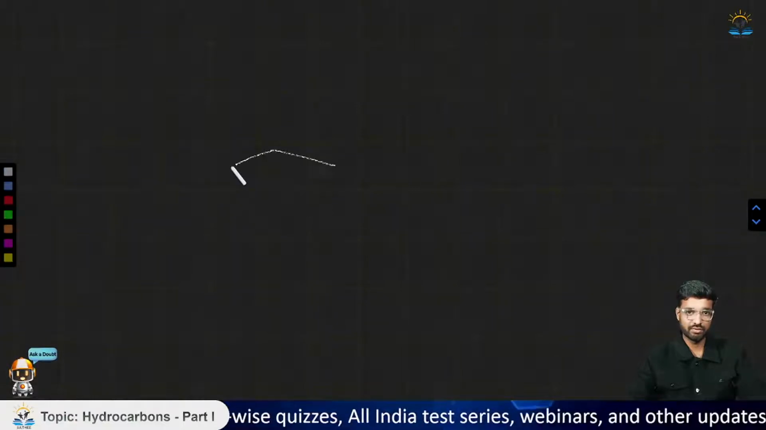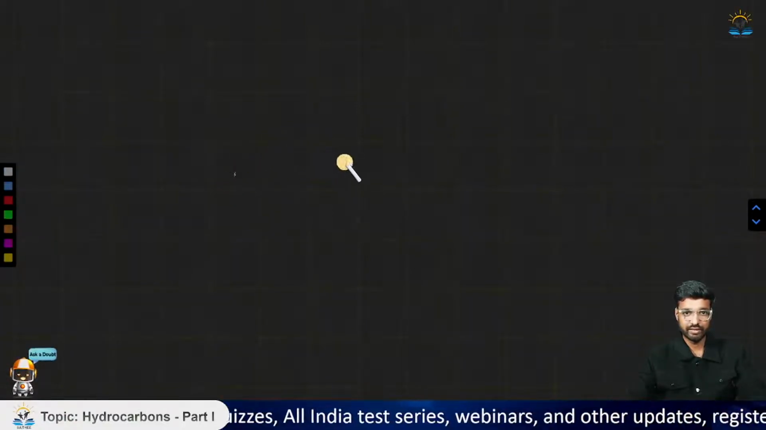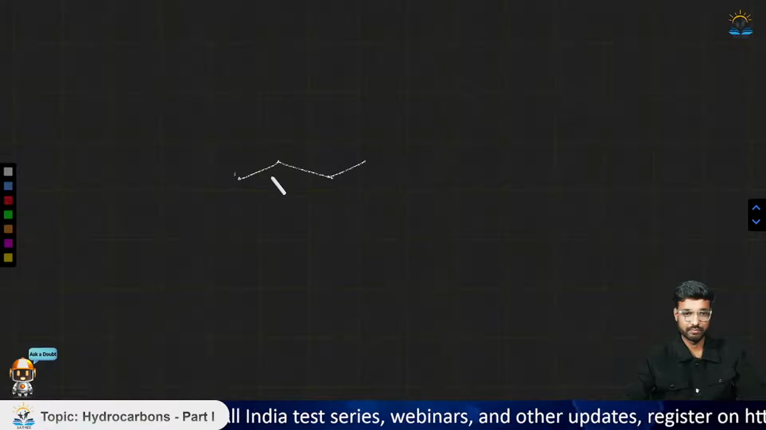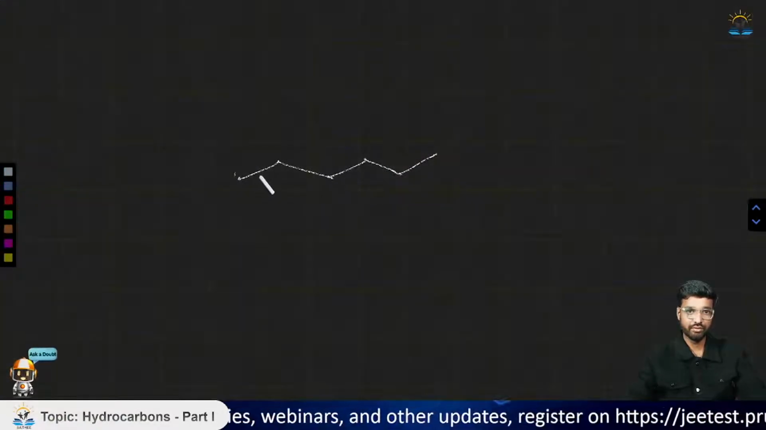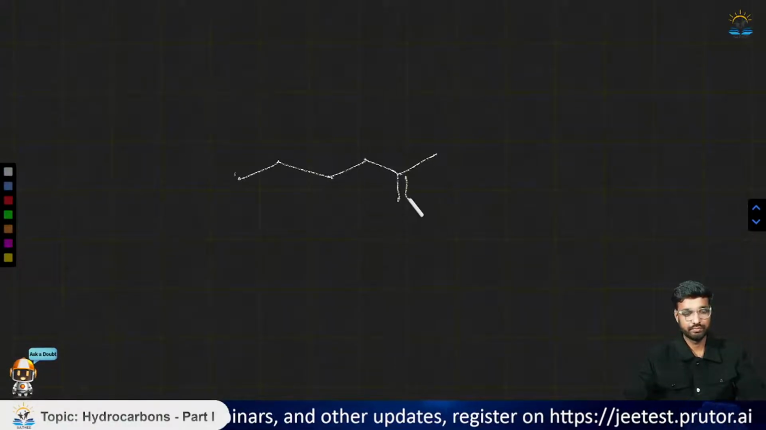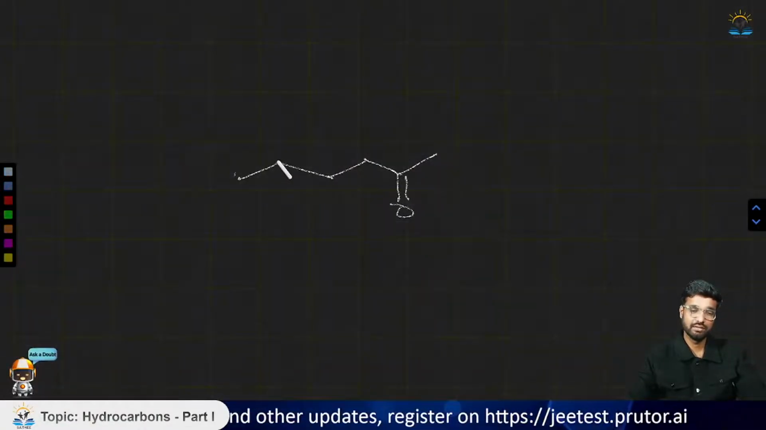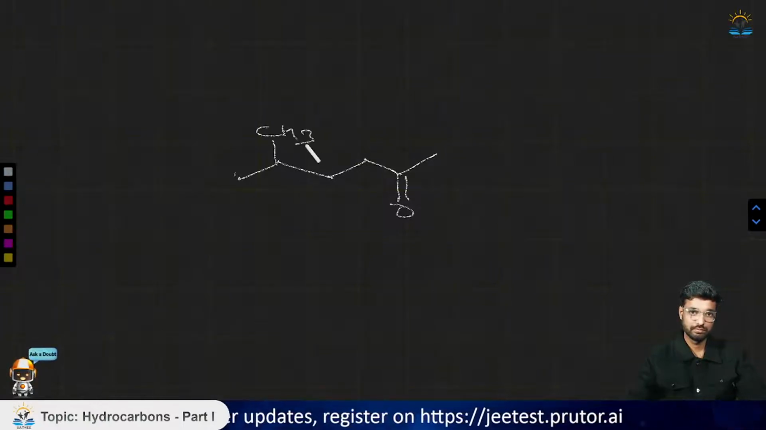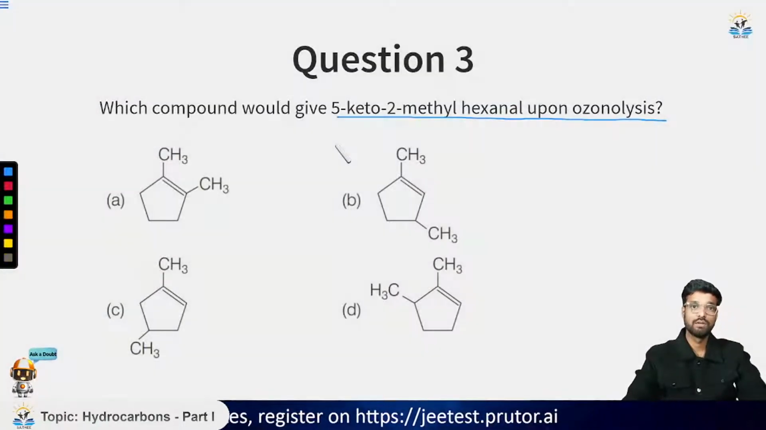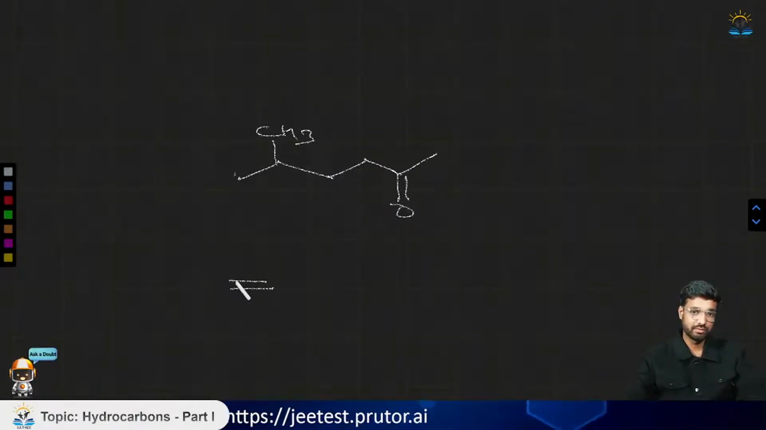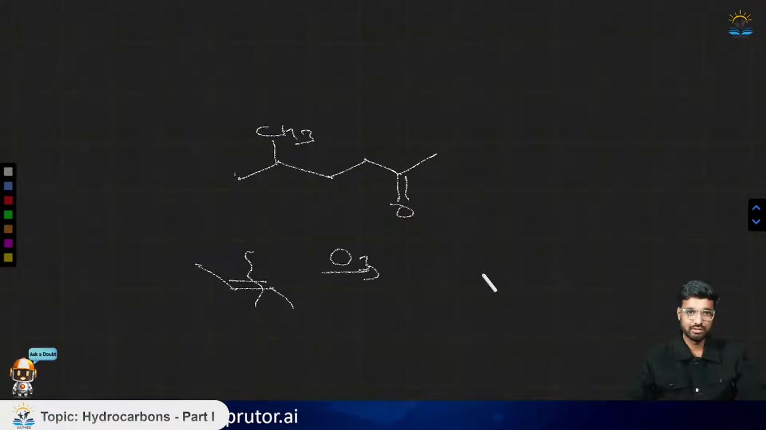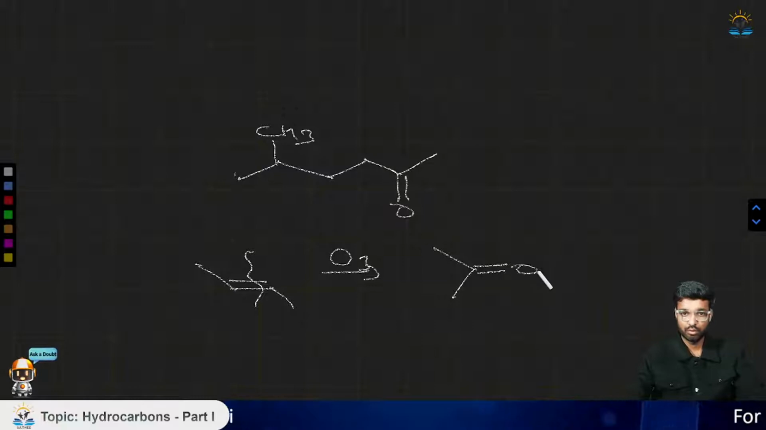So if you look at this compound, hexanal, so we have this 6 carbon, 1 2 3 4 5 6. We have the 5 keto, so 1 2 3 4 5 keto, 2 methyl. So if you know what ozone does: suppose this is the alkene we have, and if we add ozone here, then we will get 2 moles of aldehyde in this reaction.